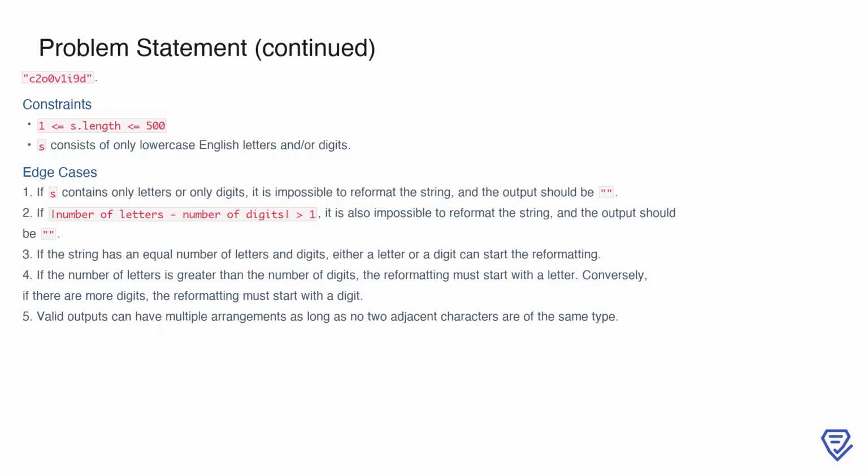With this understanding, let's summarize the constraints and edge cases for this problem. The string length can range from 1 to 500, and it will always contain only lowercase letters and digits. If the count difference between letters and digits exceeds 1, or if only one type of character is present, reformatting is impossible. Otherwise, alternating sequences must follow the rules described.